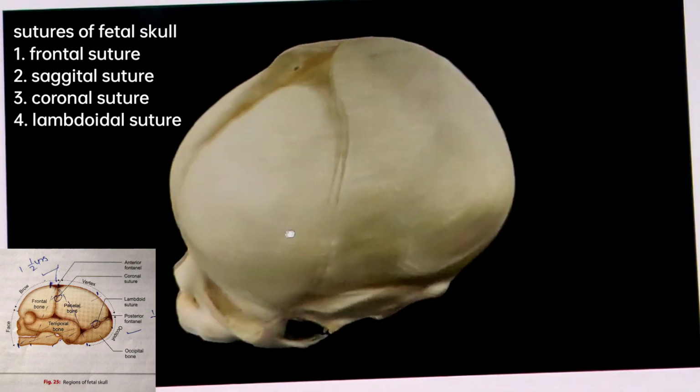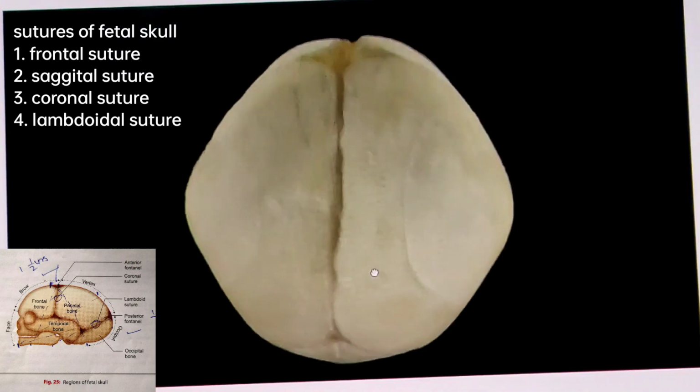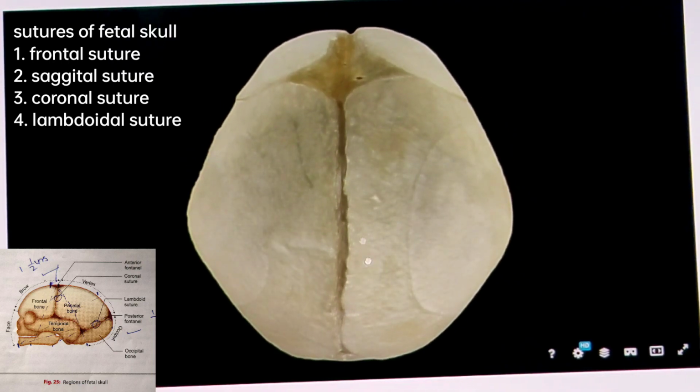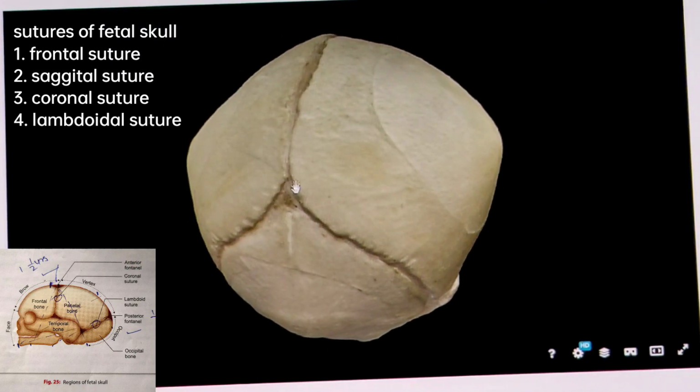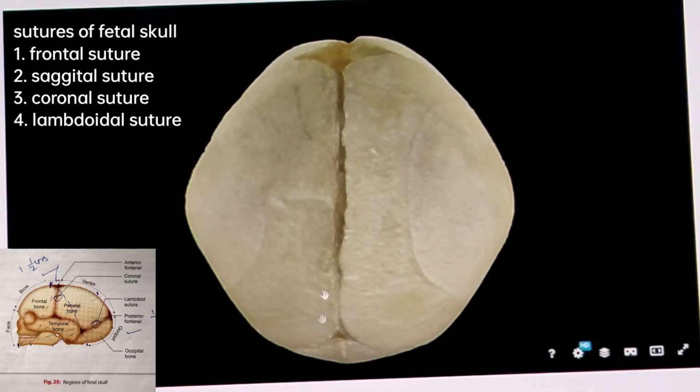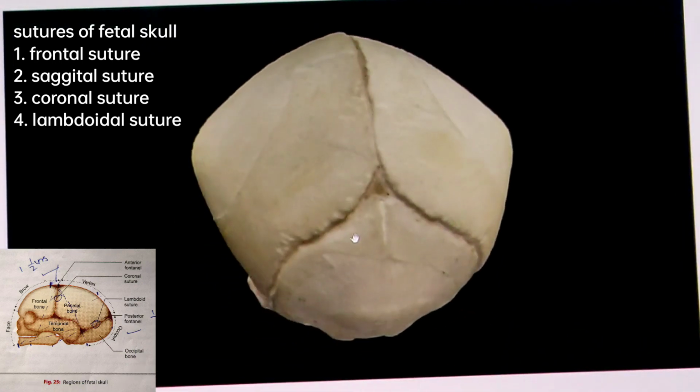Sagittal suture is between the two parietal bones, from this to this area. The sagittal suture is between the two parietal bones. These two are the parietal bones, and this line is the sagittal suture.